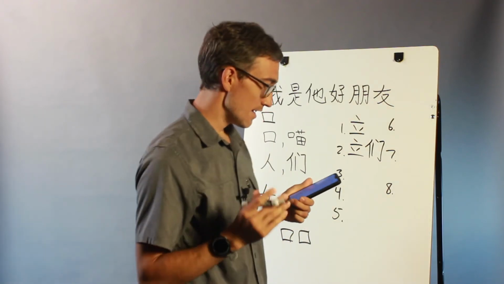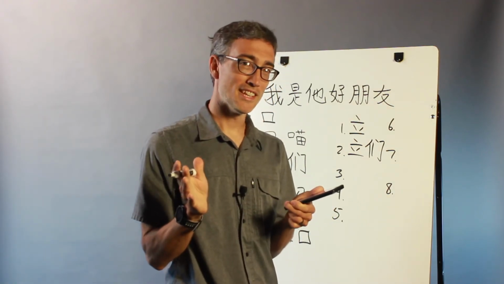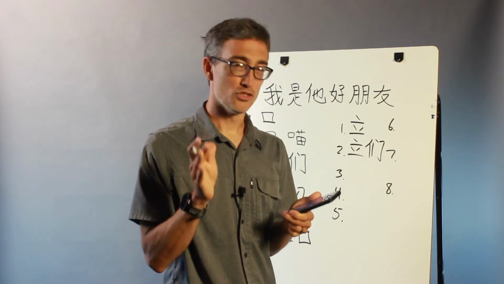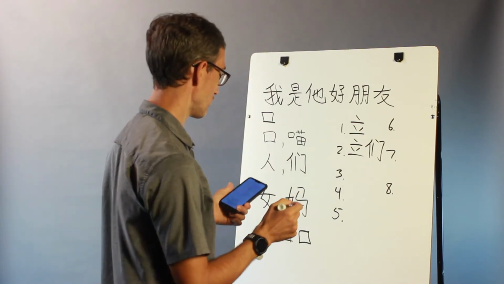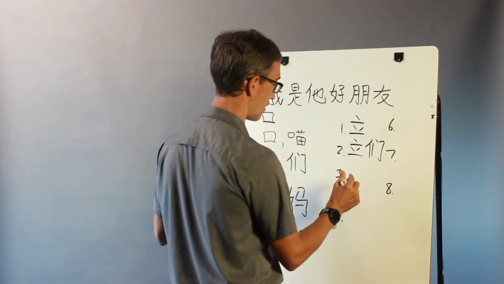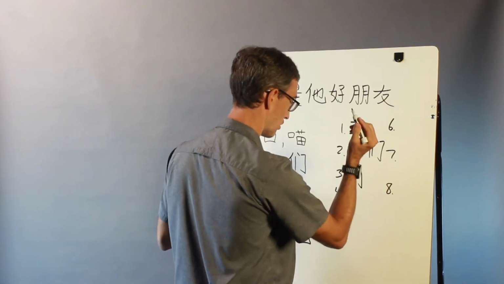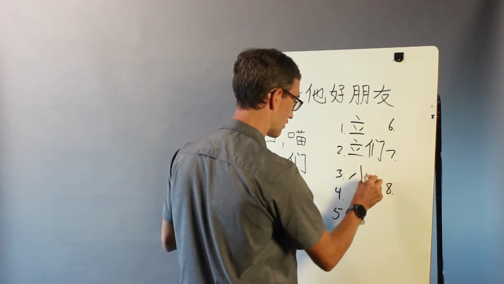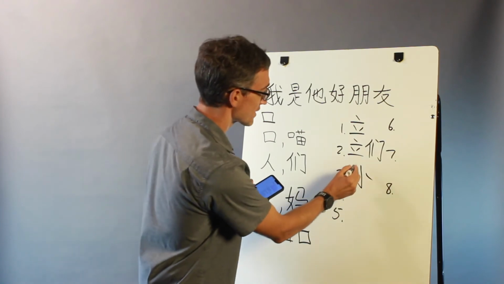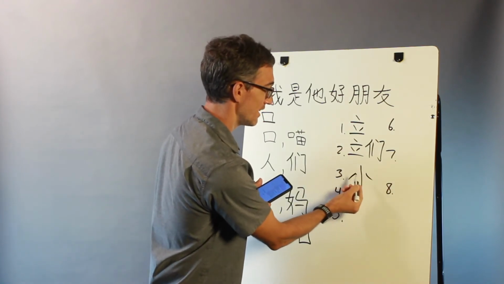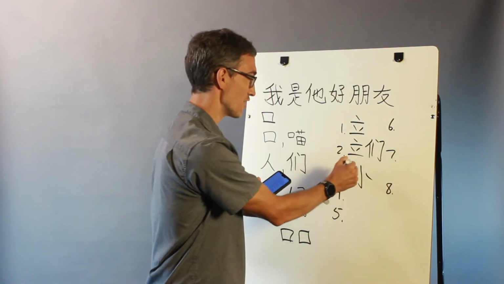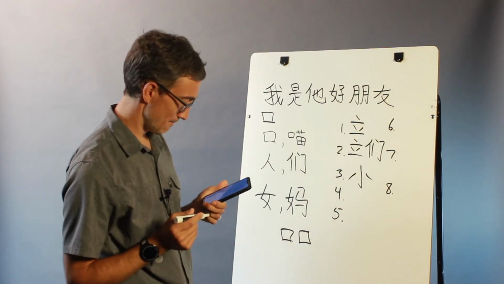Okay. Is there symmetry in the character? If there's symmetry in the character, you do the center first. So here's a really common character, xiao, which means small. I'm going to do the center part, boom, and then these two little things right there. So you'll notice this character has symmetry. In that case, you do the center first and then the outside.